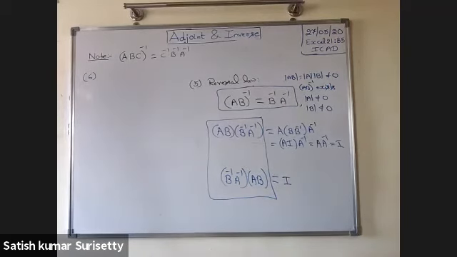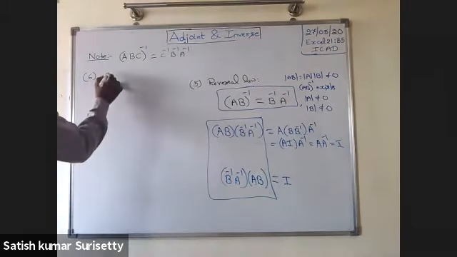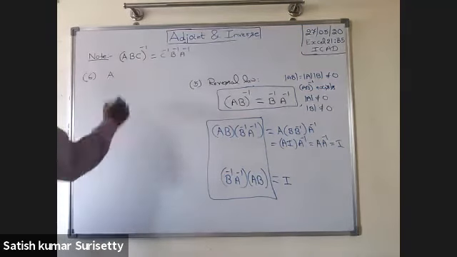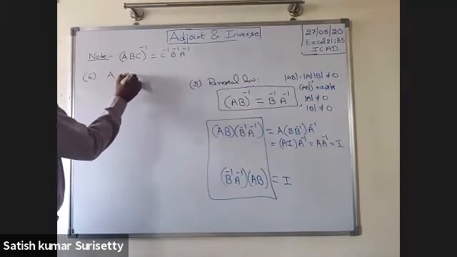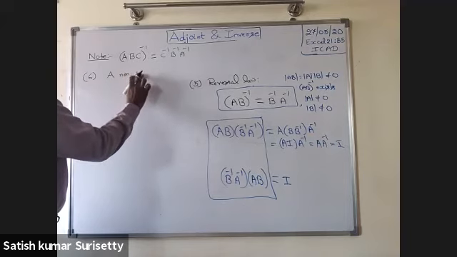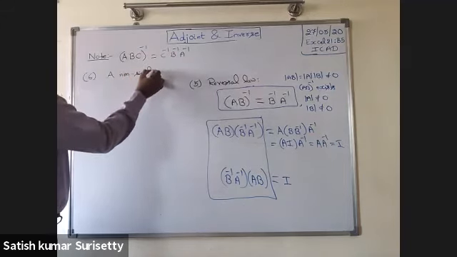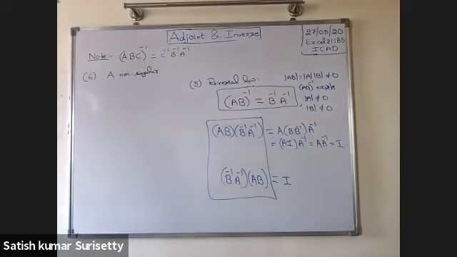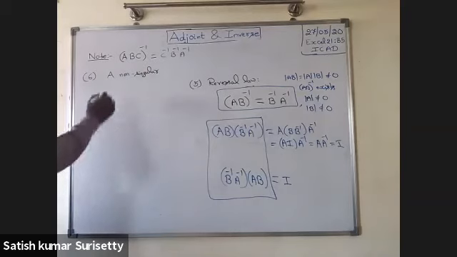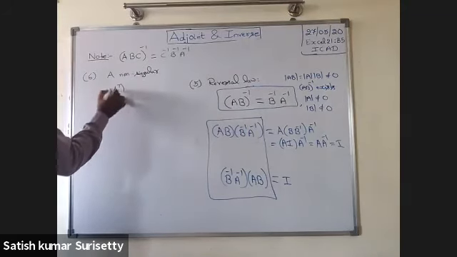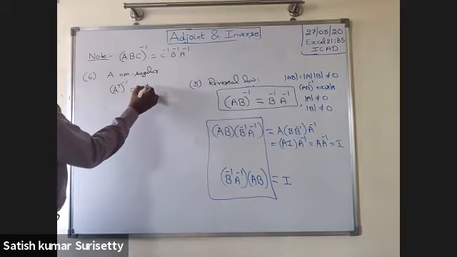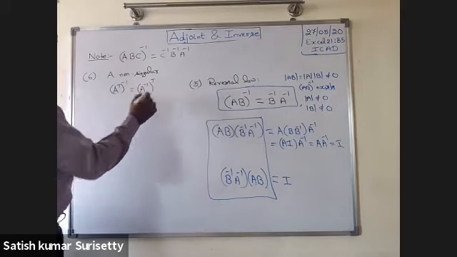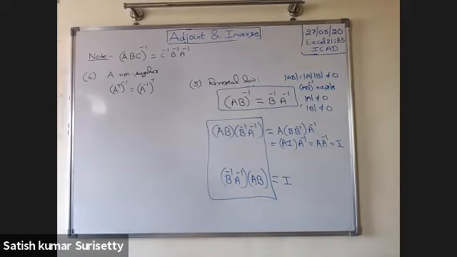Right, one more property. A is non-singular square matrix. Then A transpose whole inverse equal to A inverse whole transpose.